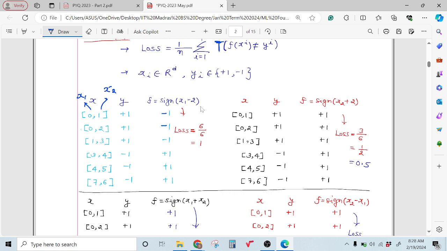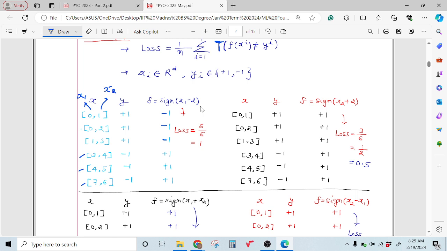For x1 equal to 1, 1 minus 2 is equal to minus 1, so it is negative and the result will be minus 1. For 3 minus 2, the result is plus 1, so it is positive and the answer will be plus 1. For 4 minus 2, 2, it is positive, so it will be plus 1. For 7 minus 2, it is 5, positive, so the function value is plus 1. Similarly, for the remaining 3 options you can calculate.